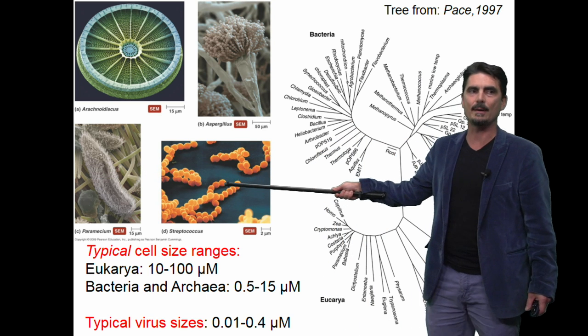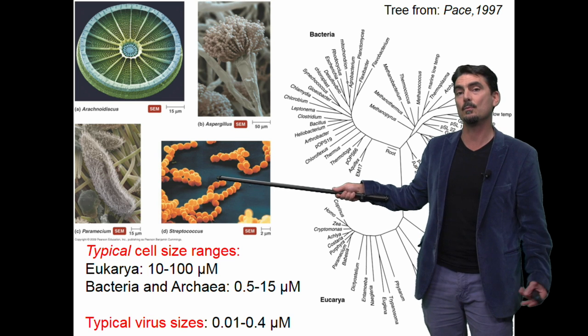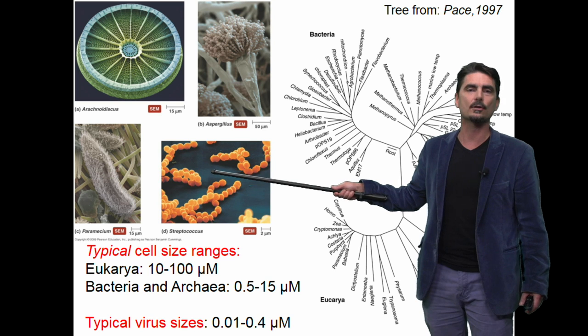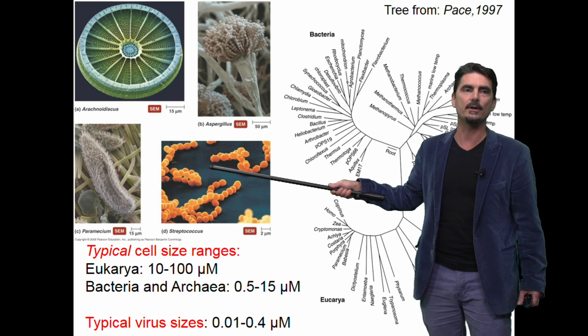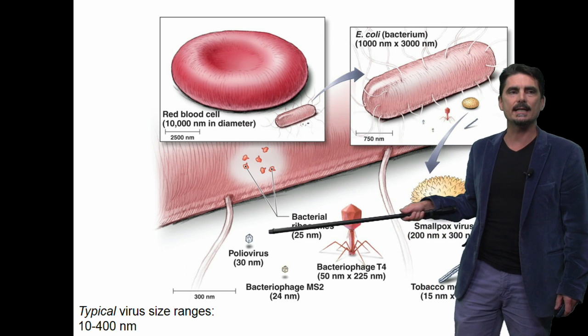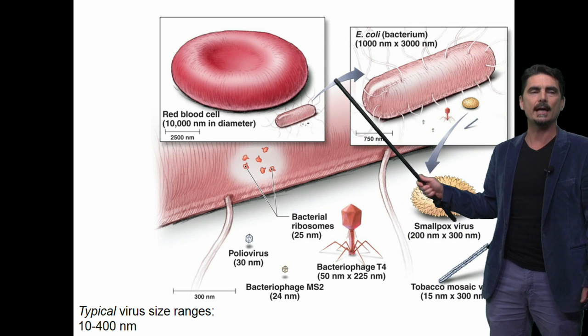And then over here, we've got Streptococcus. And Streptococcus is one of the organisms that we'll talk about fairly frequently in this class, in particular, group A Streptococcus, the beta-hemolytic Streptococcus.